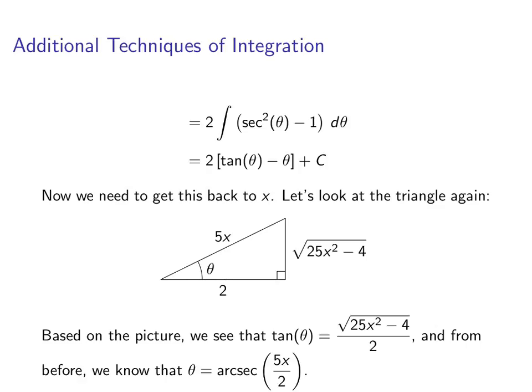Remember, we also know that theta is equal to arcsecant of 5x over 2. You might say, well, okay, now how do we know that? How do we know that theta was arcsecant of 5x over 2? We made that. We made theta equal to arcsecant of 5x over 2. That was our original substitution.